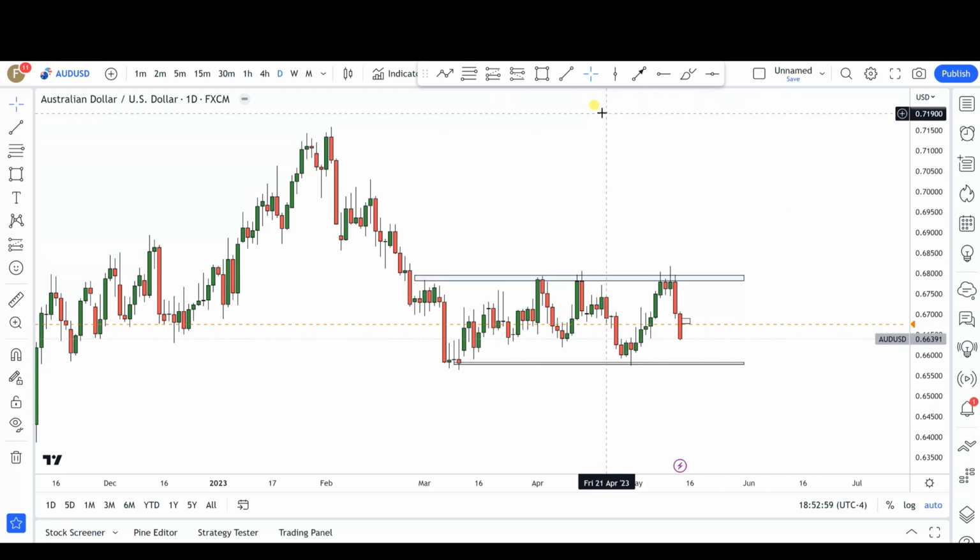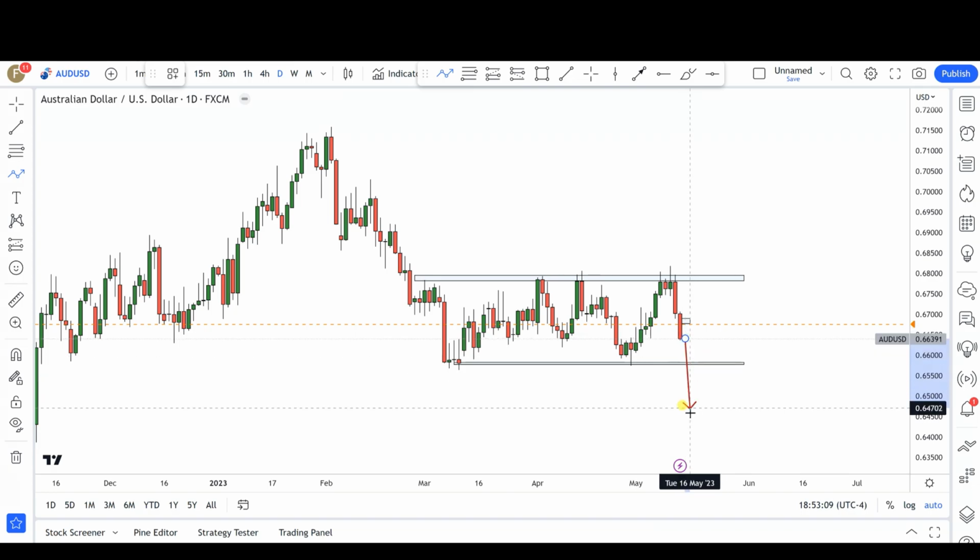But what I would love to see in this pair is for the markets to give me a break to the downside. Since we are seeing some strengthening of the dollar across the board, I would like to see the Australian dollar US dollar pair give me a break to the downside, and then when that happens, I'll be searching for pullbacks, obviously, for further continuations to the downside.